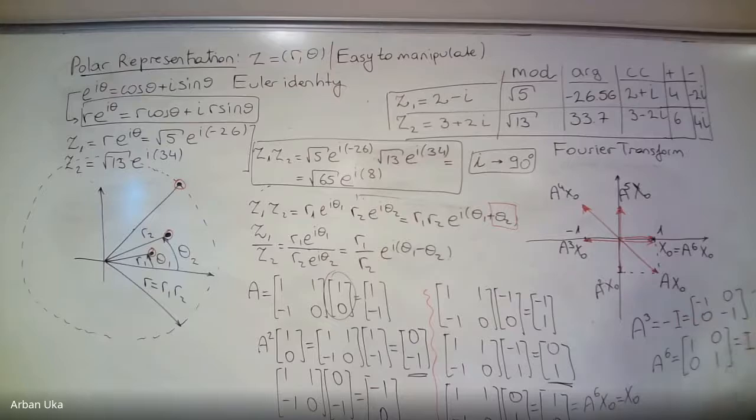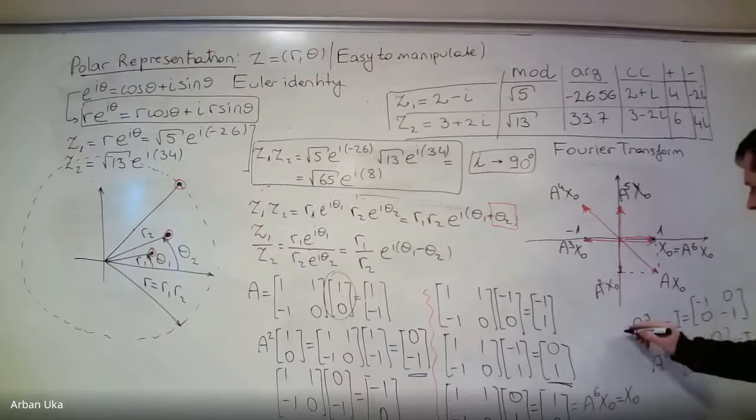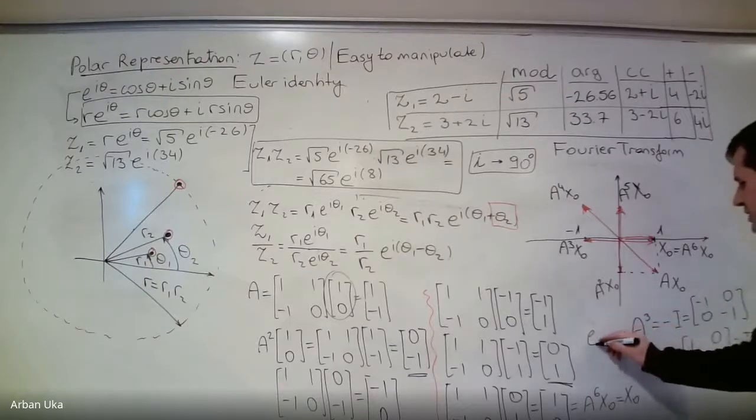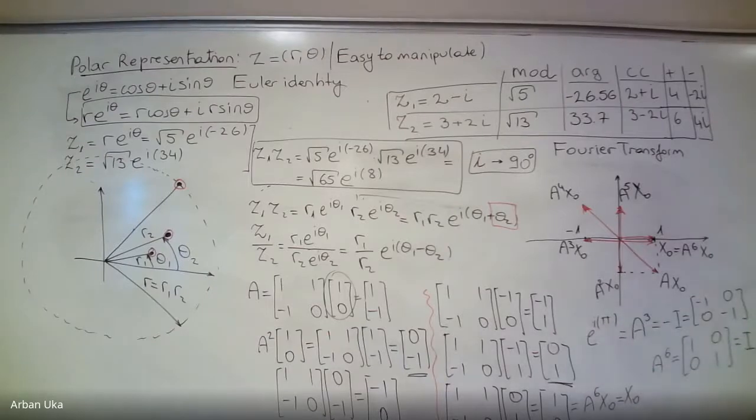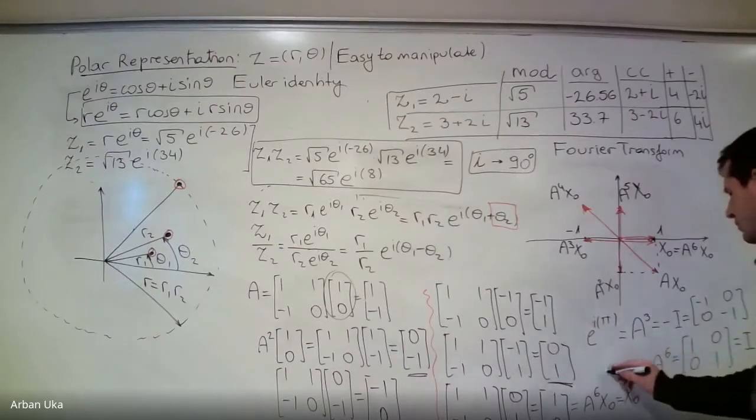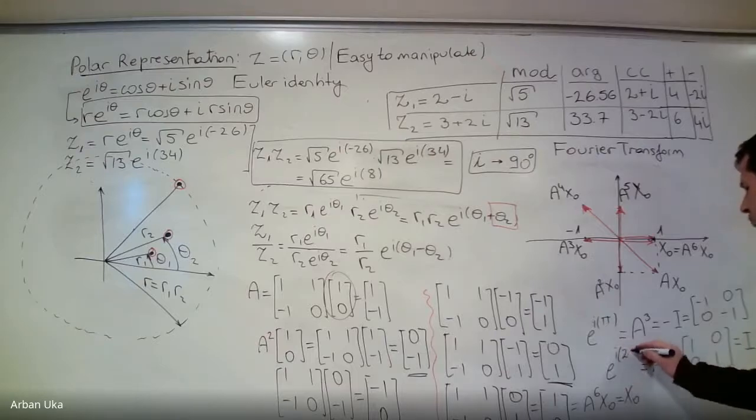So this can be thought of as the identity matrix. So it looks like A to the power 6, and by the way, now that we know this language of complex numbers, we can also assume the following. This is e to the power i times pi, okay? And this is equal to e to the power i times 2 pi.